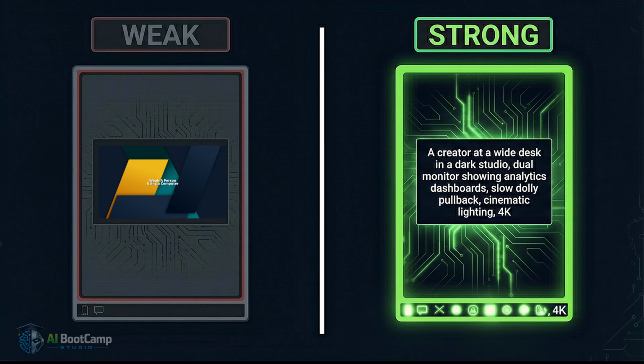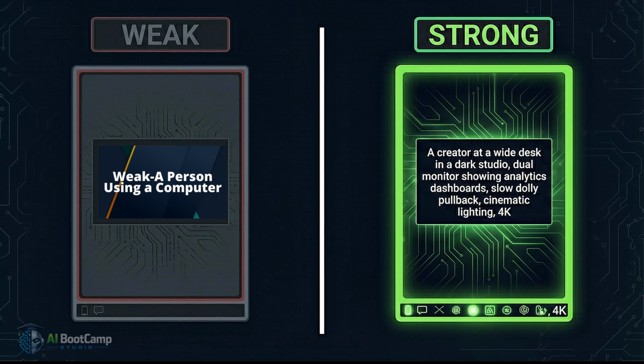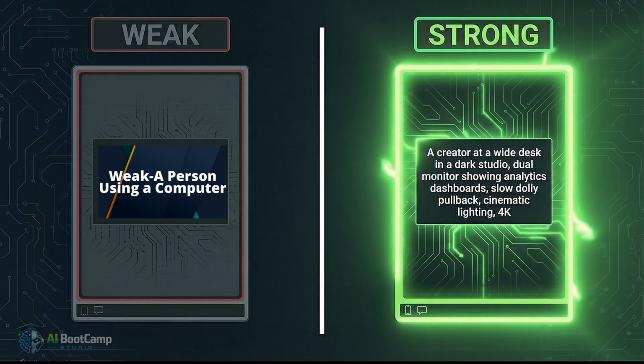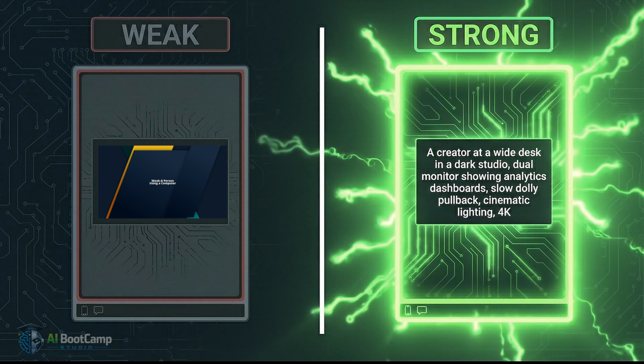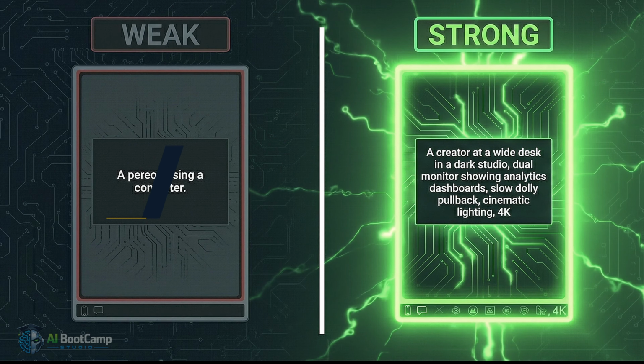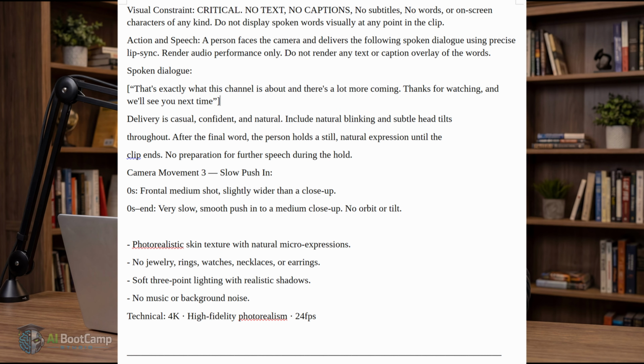In Flow, your B-roll workflow looks like this. Write your scene description in natural language and be specific. Weak: a person using a computer. Strong: a creator at a wide desk in a dark studio, dual monitor showing analytics dashboard, slow dolly pullback, cinematic lighting, 4K. This is the prompt I use for every avatar. Take a screenshot. Select Veo 3.1 Fast. Add a camera movement. Generate.